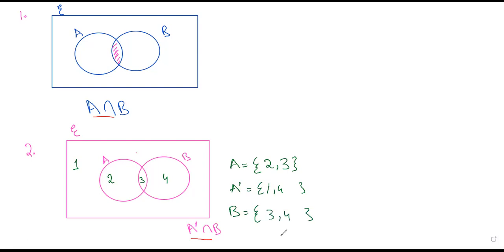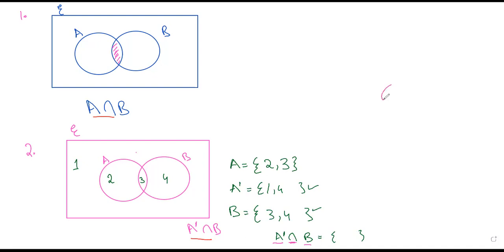Right. And now if I ask you, what is A complement intersection B? So can you use these sets directly? What would be your answer? 1, 4, 3. No. We're talking about intersection. We're talking about the common number in both these. A complement B intersection. Intersection means common numbers. We're not talking about union. Okay. Be very clear with this.